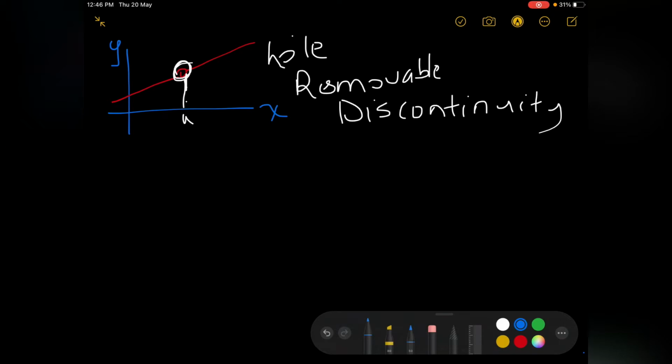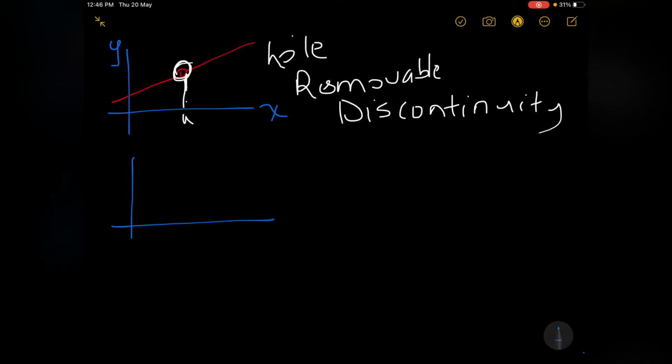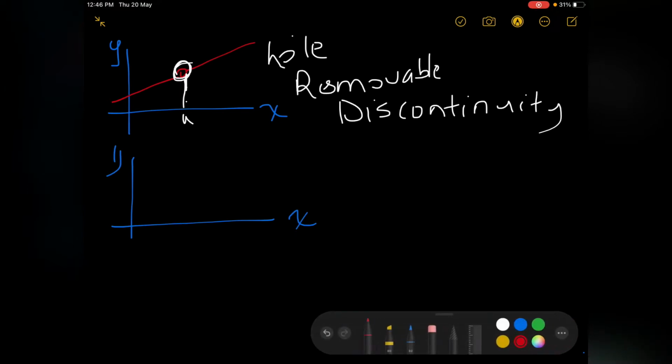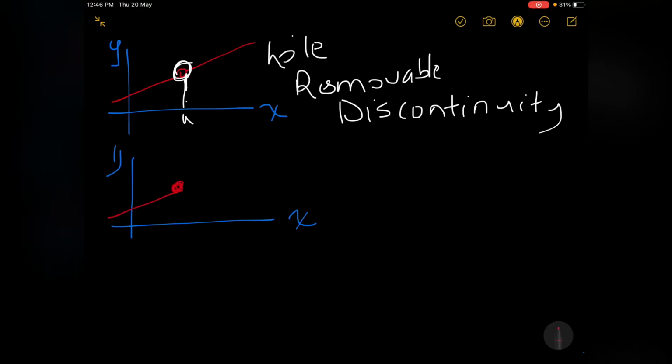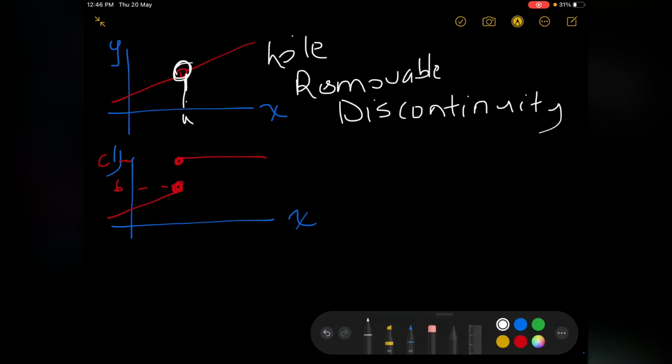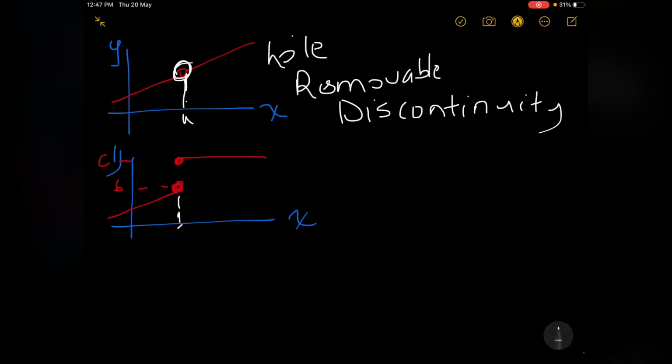Now, if I have a function like this, and this is my x-axis, this is my y-axis, and my function is this, where this point here is B and this point is C. At A, this function jumps from B to C. So this is known as jump discontinuity.